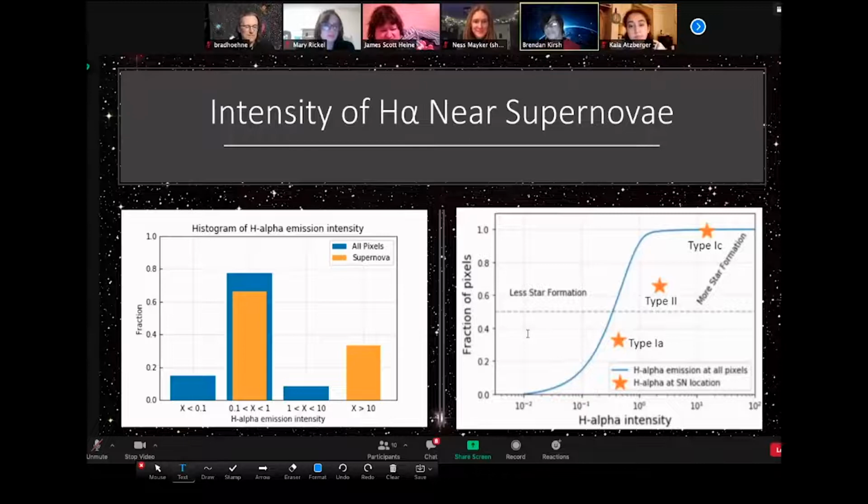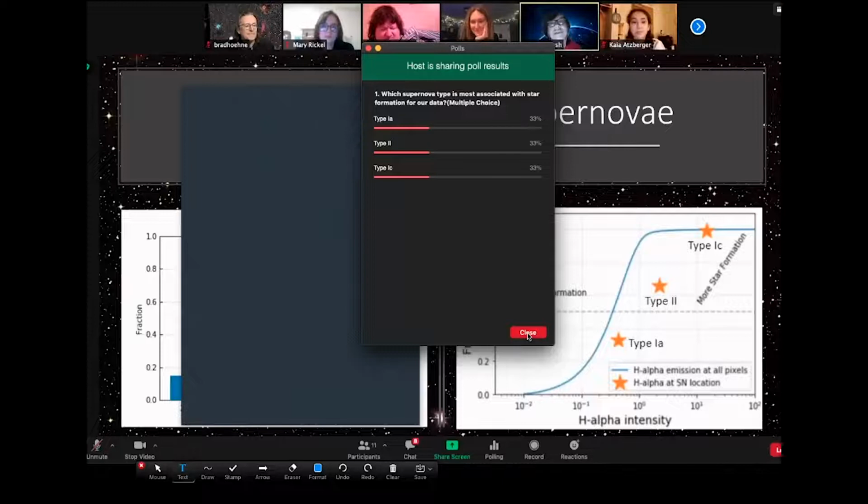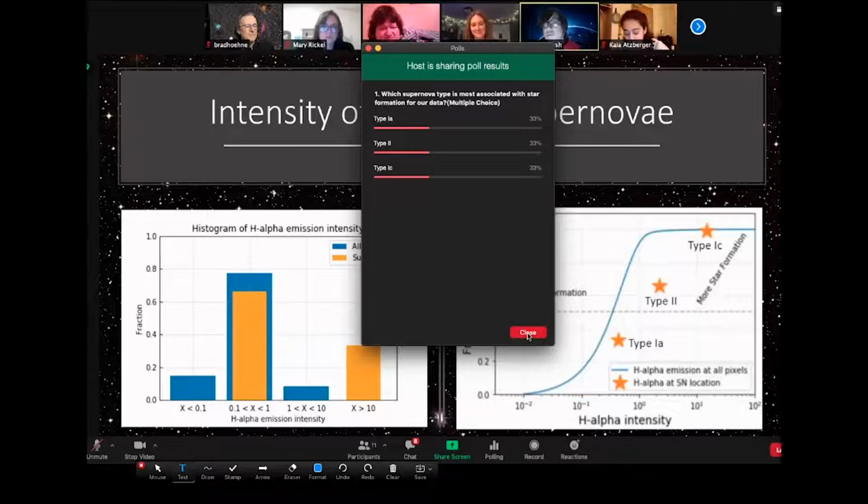All right, and I have a gray box again, that's all right. So actually, we got a tie, which is surprising. One vote for each of these, so a three-way tie. So actually, the supernova most associated with star formation is our type 1C, the farthest to the right. That one is the farthest to the right along the x-axis, so that has the greatest H alpha intensity.